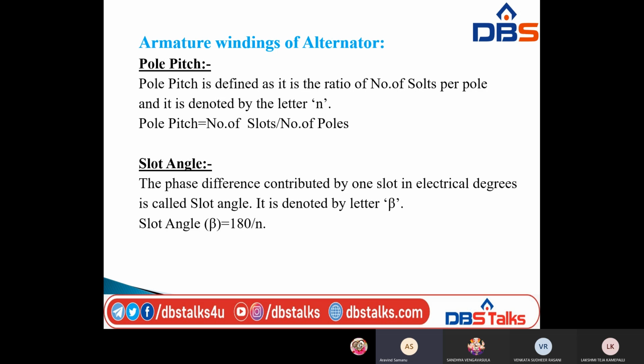It is denoted by the letter beta. So that means slot angle is equal to 180 by N. 180 is the phase difference and N is the pole pitch. Pole pitch is the ratio of number of slots per pole. So slot angle beta is equal to 180 by N. Please note this formula also.